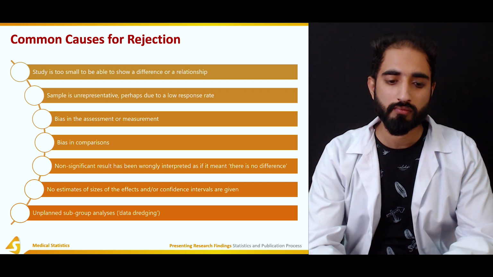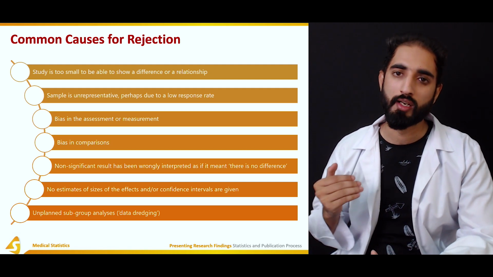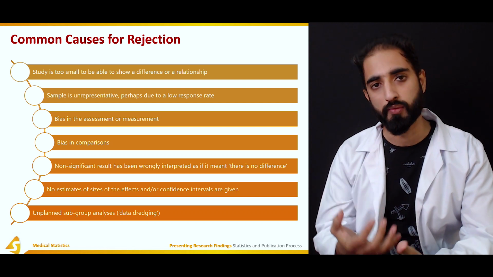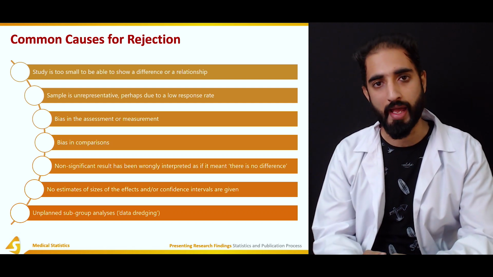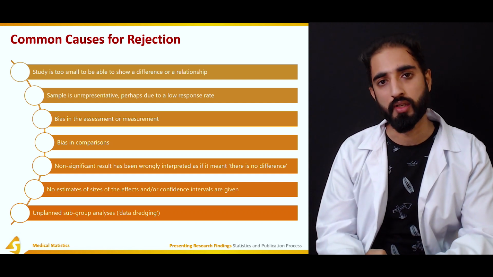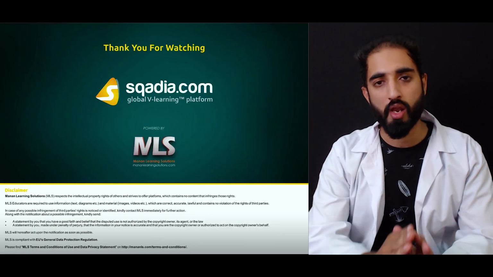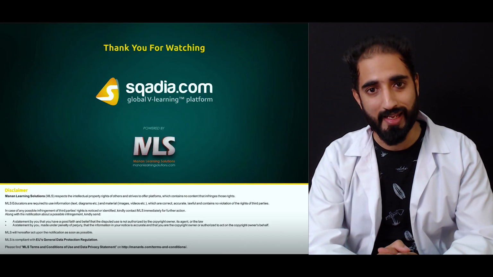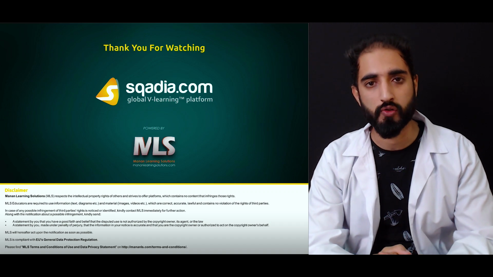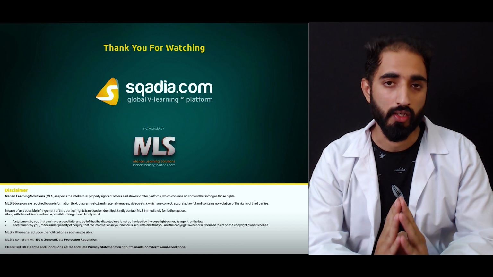And unplanned subgroup analysis or post-hoc analysis which has been overreported and the researcher has gone overboard with it, and the main results are not actually matching the aims of the study. So that can also be a cause of rejection. So that was all about this, and I hope this lecture can help you in getting your manuscripts published, and I hope you learned something new out of it.